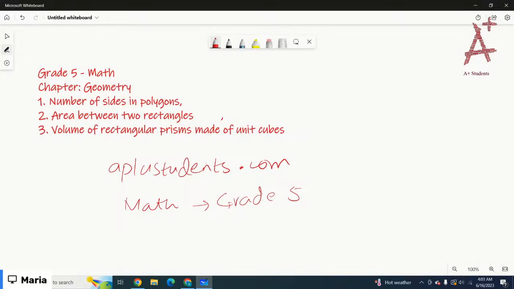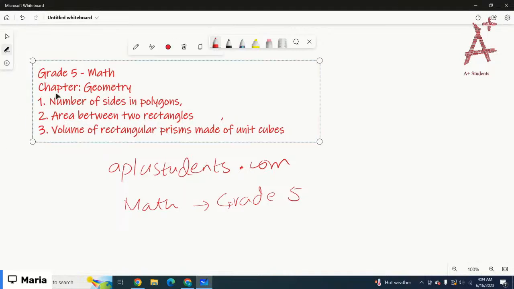There you can find a list of the chapters. We're going to start with the chapter geometry. The lessons we're going to cover today are number of sides in polygons, area between two rectangles, and then volume of rectangular prism made of unit cubes. So let's start with the first lesson.